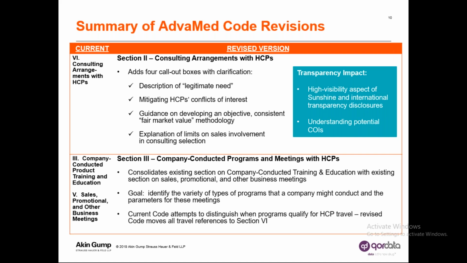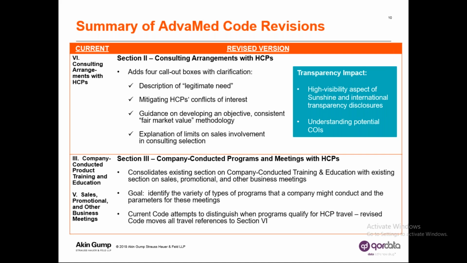Section 3 on company conducted programs and meetings. Here we consolidated existing sections in the code on training and education and sales promotion and other business meetings. The confines and guardrails around establishing those had a lot of similarities, and the process for setting those meetings up is oftentimes very similar, so we combined those into one section for an easier reference. Next slide, please, Ravish, slide 11.